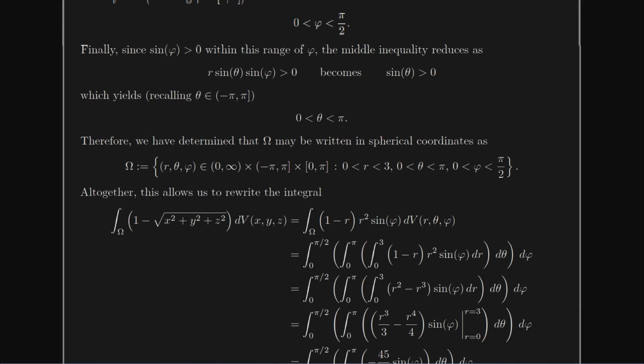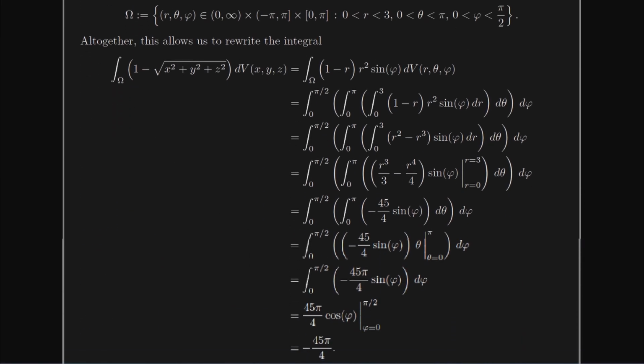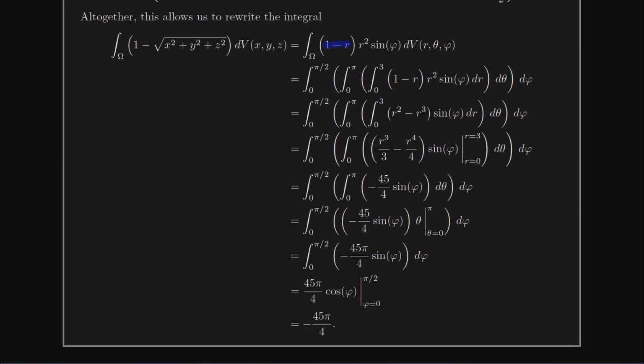Which means if I want to integrate my function, this function 1 minus r, over the domain omega with respect to spherical coordinates, I have my function 1 minus r, but then this is my volume form, right? I still need to include the volume form in spherical coordinates, which will be r squared sine phi. And then I need to include my normal domain bounds. Well, r goes between 0 and 3, theta goes between 0 and pi, and phi goes between 0 and pi over 2, according to omega.